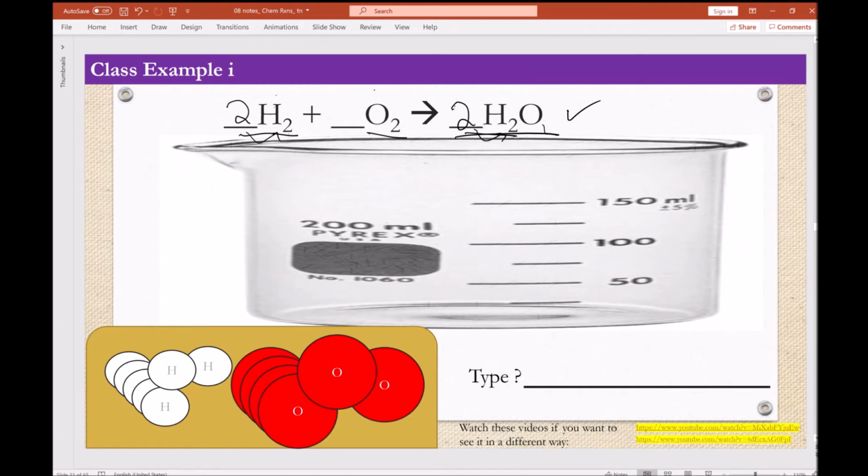Our equation is balanced. What type of reaction is occurring? I have hydrogen, which I will call A, oxygen can be B, and dihydrogen monoxide can be AB. So this is a synthesis reaction. But it's also another type. Notice that we have oxygen as a reactant and water as a product. That means this is also a combustion reaction.